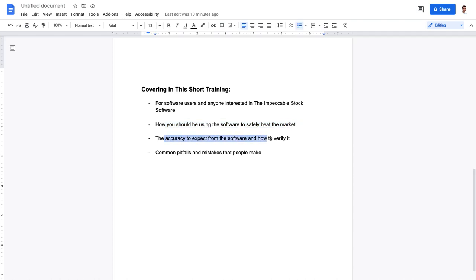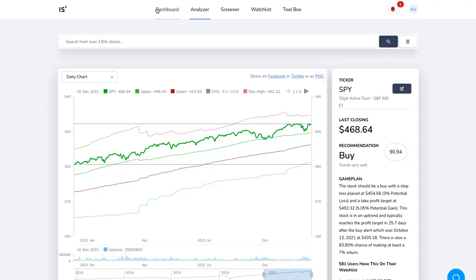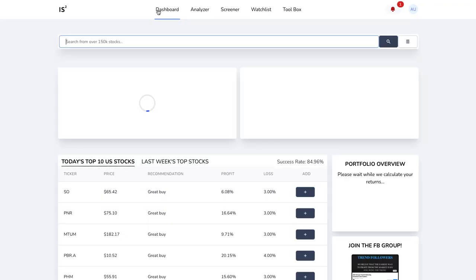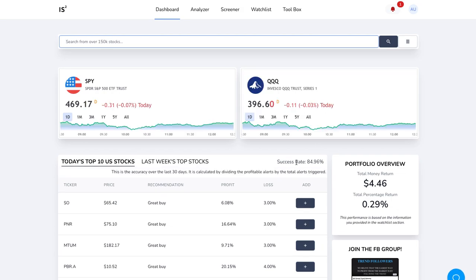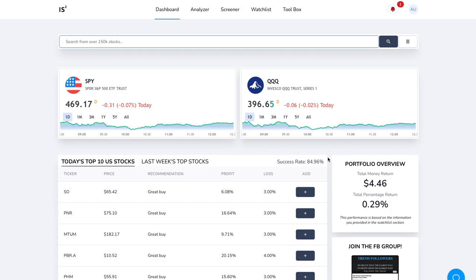All right. Now, what accuracy can we expect from the software and how can we verify that? Well, we kind of hinted on that already. The dashboard is going to show us our 30-day rolling success rate. So this shows us, out of the last 30 days, what has been our success rate of the stocks that have made money versus the stocks that have lost money after an alert has been triggered and after it has been sold via stop loss or via a recommendation change, from buy to neutral or buy to sell, whatever. You can see here that we have about an 85% return at the moment.